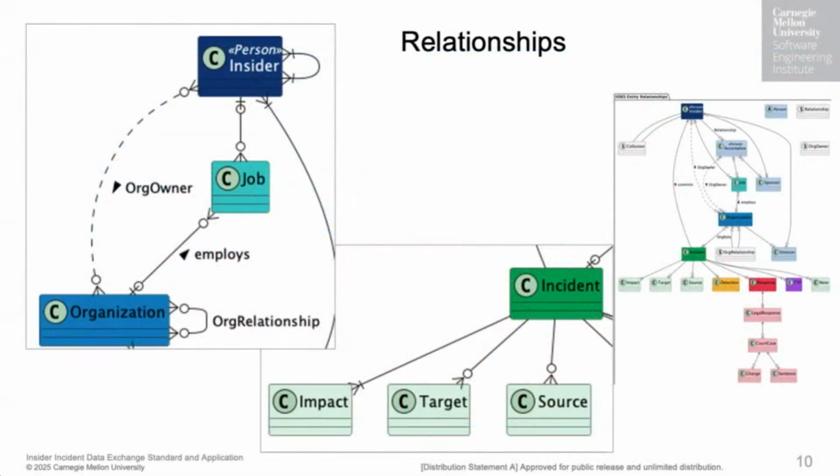And then the last component there was the relationships, and those are basically those connections between all of the different components within IIDES. So, for example, we see our impacts hanging off of that incident component here, and an incident can have a whole bunch of different impacts. It may have affected files and employees, for example, so we have space to do that.